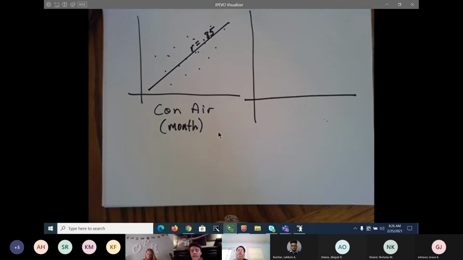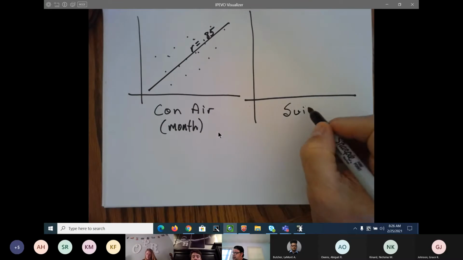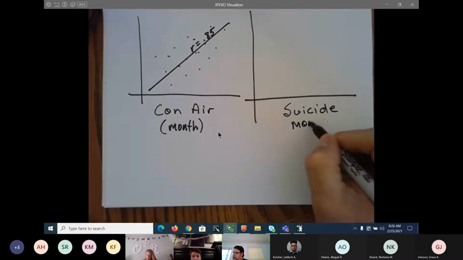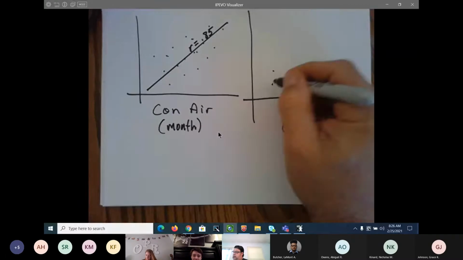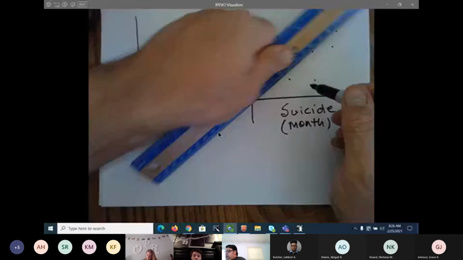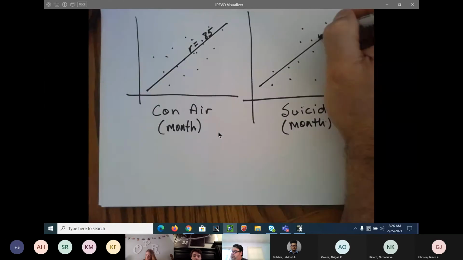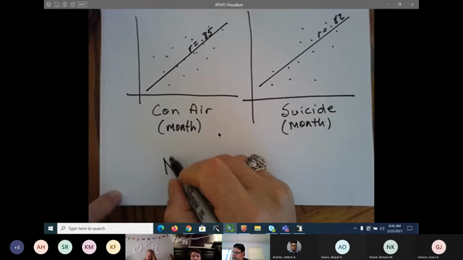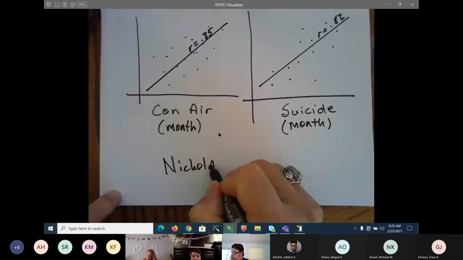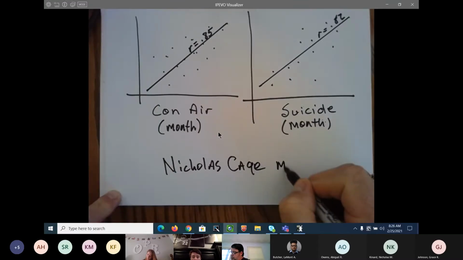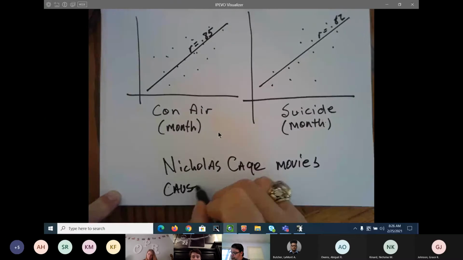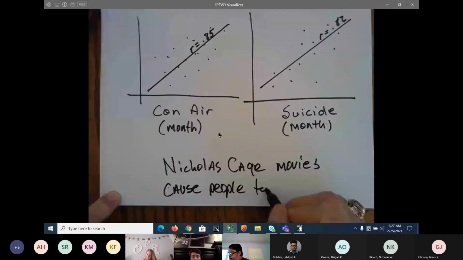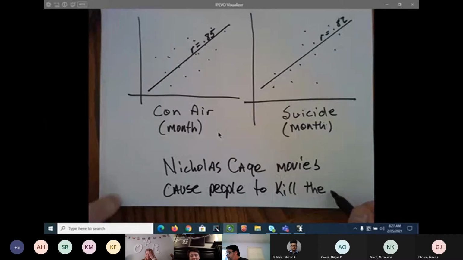And then I go to the hospital, and I ask, how many people have died of suicide in the last month? And it looks something like this, with a correlation coefficient of 0.82. So I can actually say that Nicolas Cage movies cause people to kill themselves. True or false?